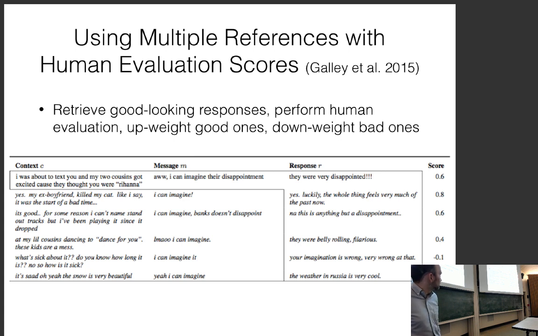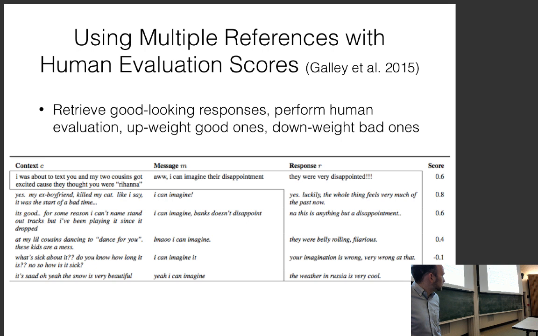They have a context: "I was about to text you, and my two cousins got excited because they thought you were Rihanna. I can imagine their disappointment." And then you can see a couple outputs here. "They were very disappointed" is one that was marked as relatively good, so this has a positive value here. This is the human generated response, I guess.